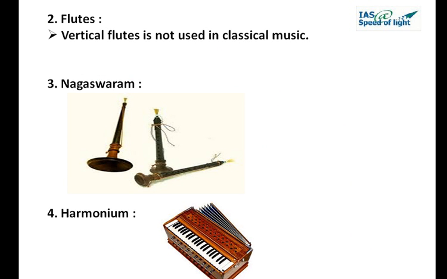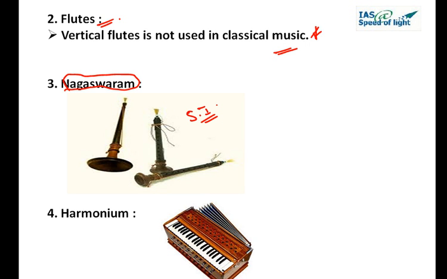Flutes, vertical flutes are not used in classical music. So flutes which are not reeded instruments, they are simple hollow pipes. Important fact to remember here is that vertical flutes are not used in classical music. It is only the horizontal which are used in classical music. The second one is the Nageshwaram. Normally a North-South Indian instrument.